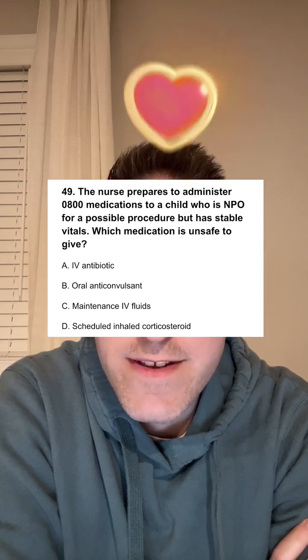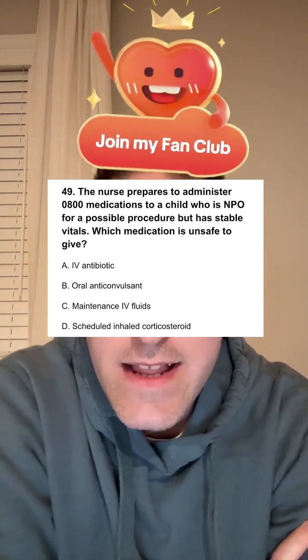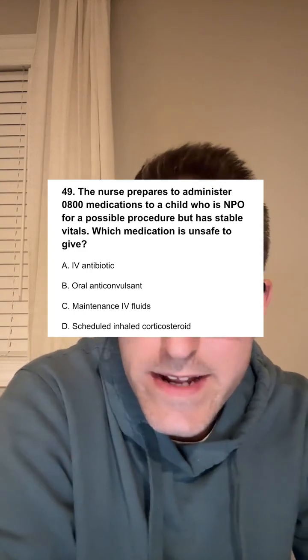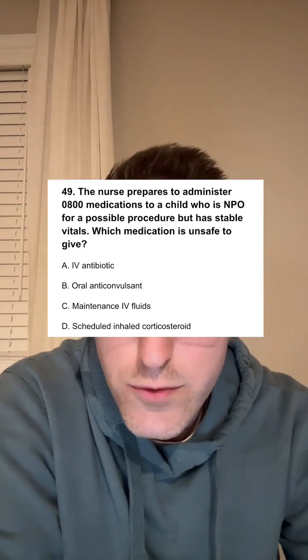Nurse prepares to administer 0800 medications, 8 o'clock meds to a child who's NPO for a possible procedure but has stable vitals. Which medication is unsafe to give?